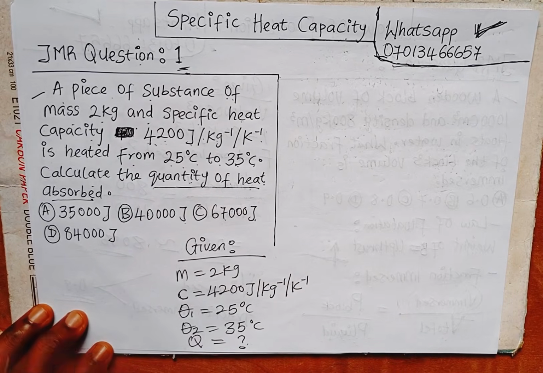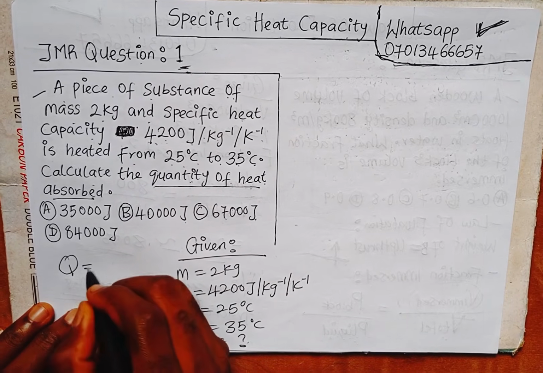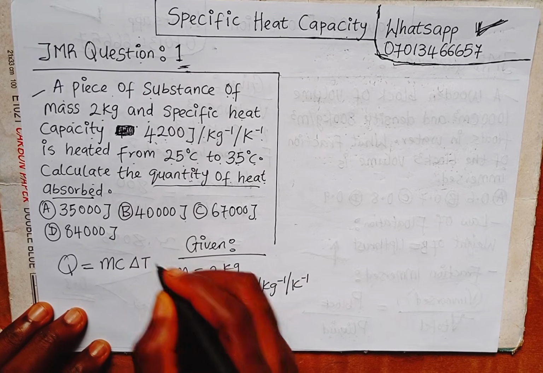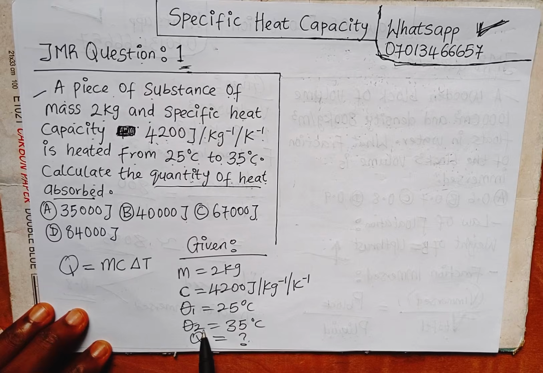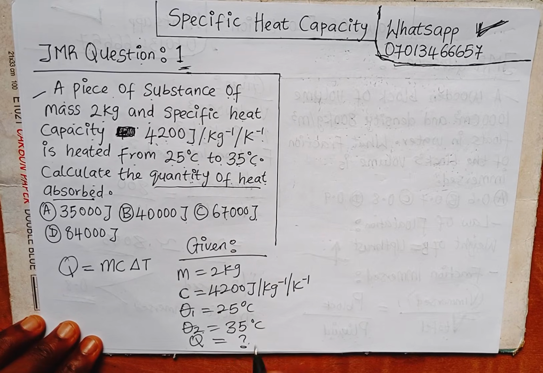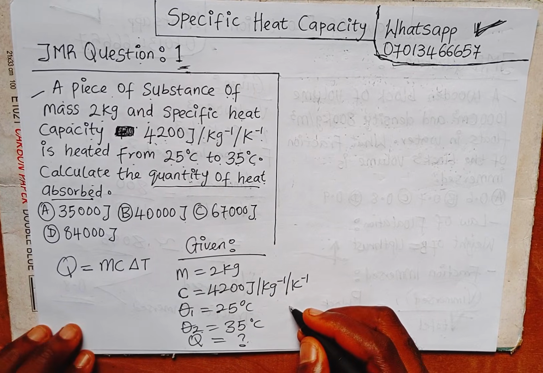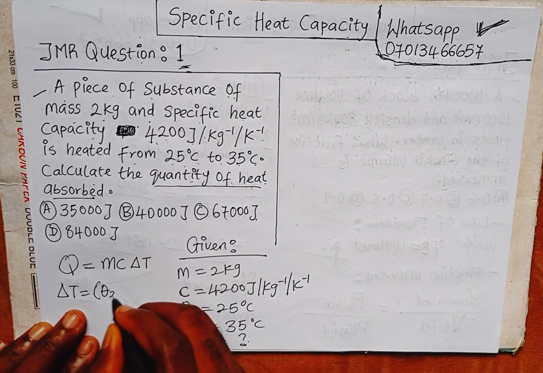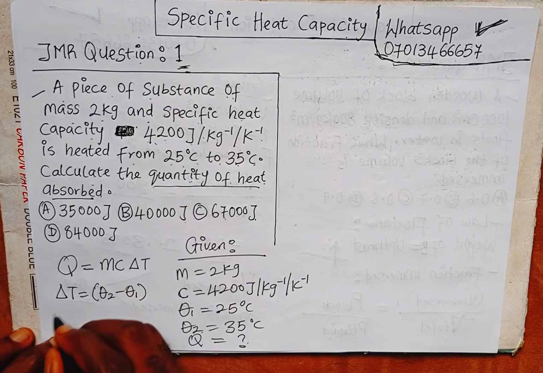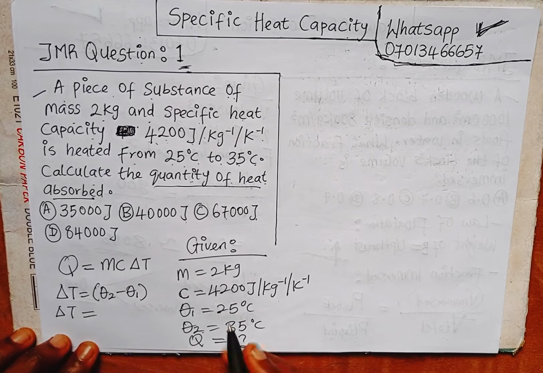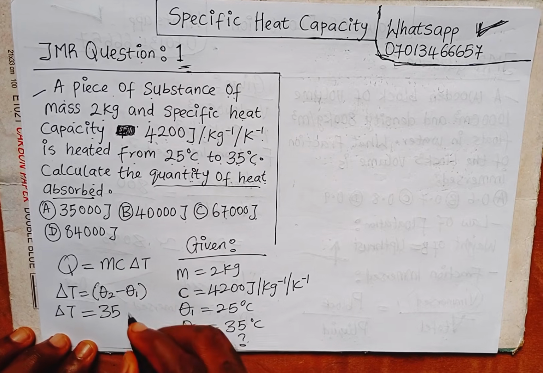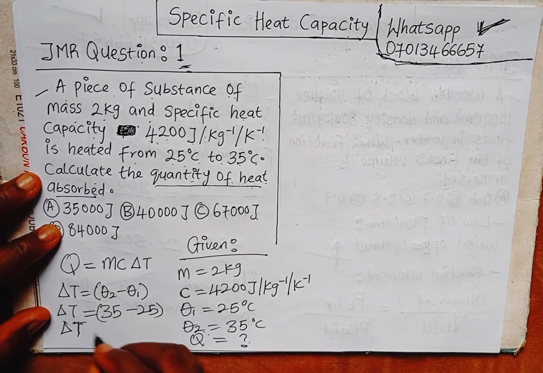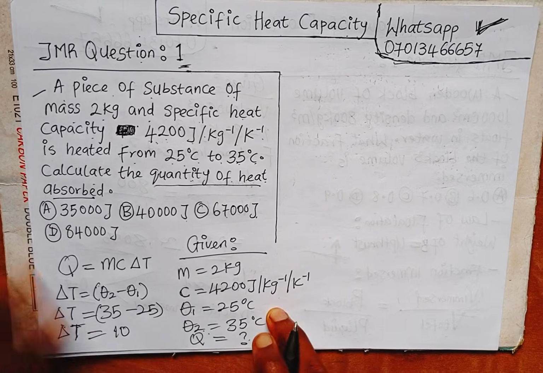So what is the formula for quantity of heat? Q is equal to MC times change in temperature, where change in temperature is theta 2 minus theta 1. So let's get the change in temperature here. Change in temperature is equal to theta 2 minus theta 1, which is 35 minus 25. So the change in temperature will give us 10.